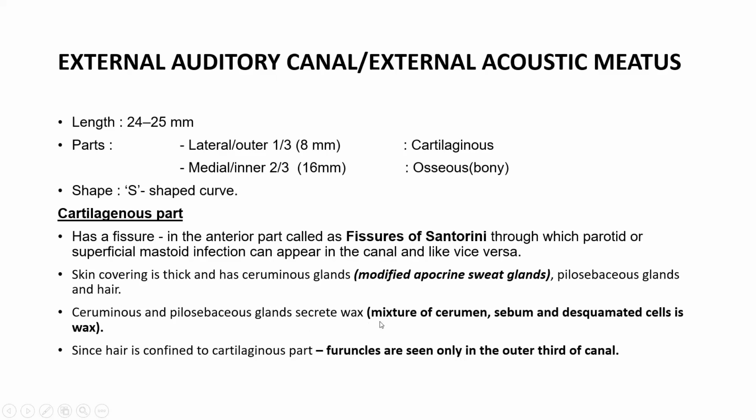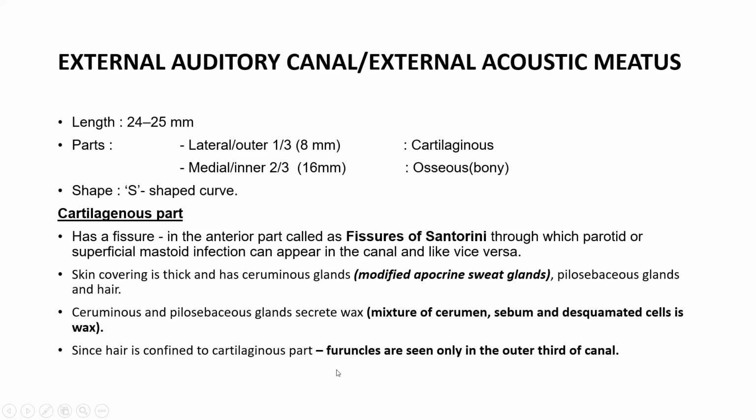So what is wax? Wax is a mixture of cerumen, sebum, and desquamated cells. Sebum is produced by the pilosebaceous gland, and the desquamated cells come from the lining epithelium of the skin. So all these things combine to form wax. Hair is confined only to the cartilaginous part. Hair is not present in the bony part of the external auditory meatus.